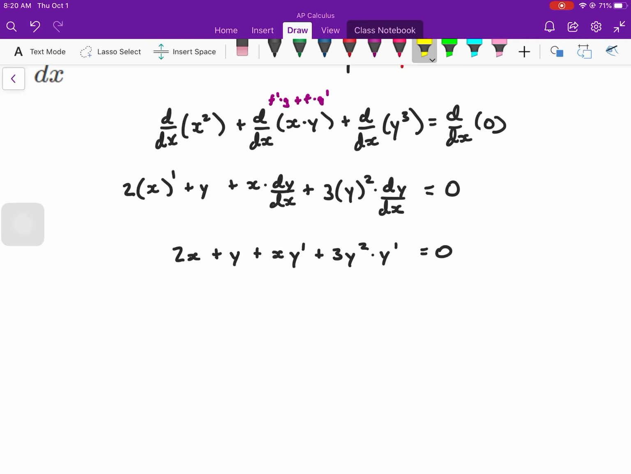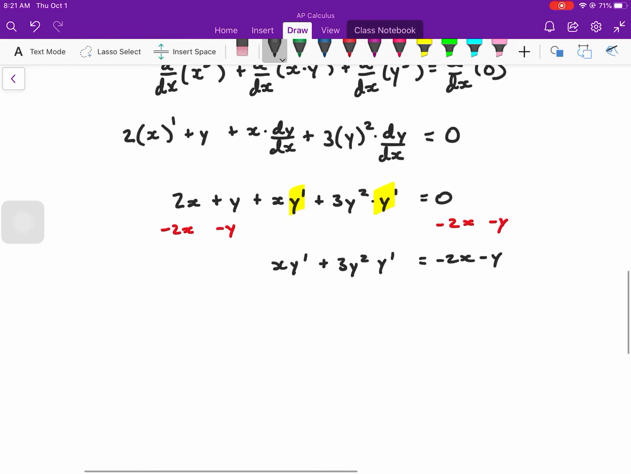Now the goal is we want to get dy dx, so we want to get this by itself. So everything without a y prime, I'm going to move over to the right side. And I'll have x y prime plus 3y squared y prime equals negative 2x minus y. And then once again, our goal is to get y prime by itself, so I'm going to factor that out. Since they both have y prime in common, I'll factor it out to the front, and we'll be left with x plus 3y squared.